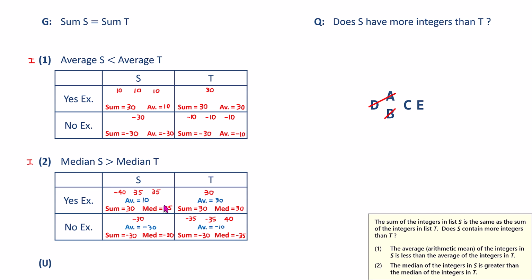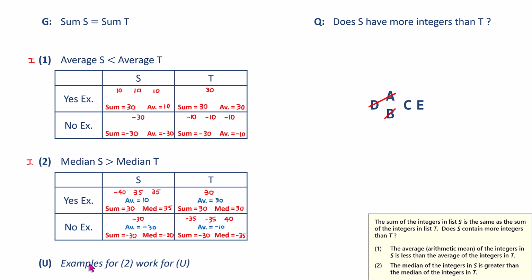Now 10 is less than 30, and negative 30 is less than negative 10. So as we suspected, these examples obey the demand of statement 1 that average S be less than average T. This means that our examples here obey both statements together, which means that they obey both components of the united statement. Thus, the examples for 2 work for U.